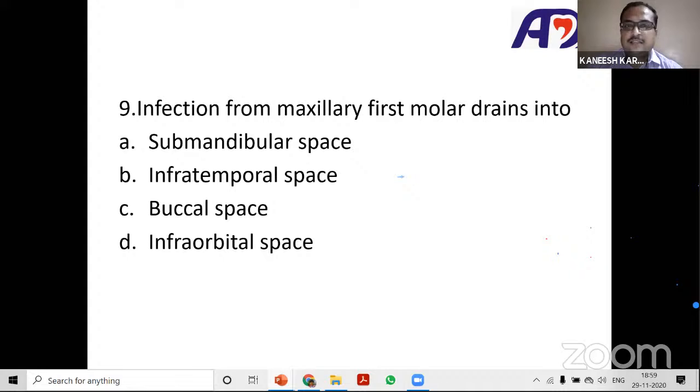The infection of maxillary first molar drains into any more answers? Okay, I can see multiple responses. The answer is buccal space. Okay, most commonly it drains into buccal space.